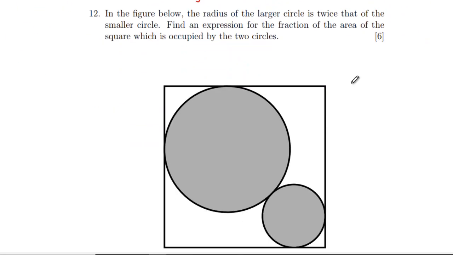Right, okay. In the figure below, the radius of the larger circle is twice that of the smaller circle. Find an expression for the fraction of the area of the square which is occupied by the two circles. Okay, so let's mark the centers on then and get lots of radii drawn on. So let's call these ones little r.